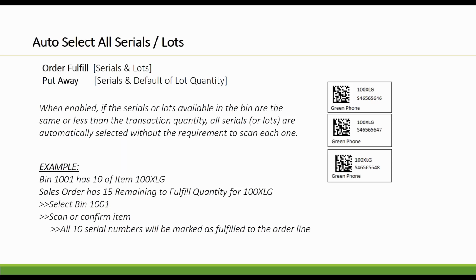We can fulfill orders by capturing all of the serial numbers in a particular bin. For example, if we know that bin 1001 has 10 of the item 100XLG, a serial tracked item, and we need to fill 15 for an order, when we select bin 1001 and confirm that we're taking the entire bin, we fulfilled 10 items just like that.